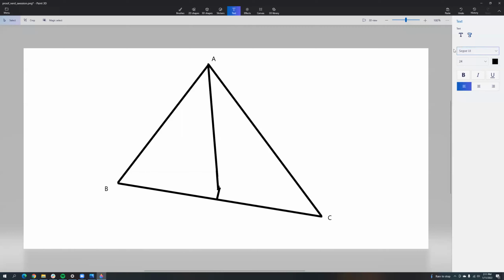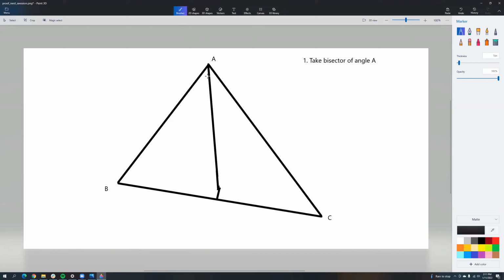Okay, so what I did here, I take the bisector of angle A, right? So that is basically the first step. Take the bisector of angle A. So that means we have basically this angle equals this one, right?